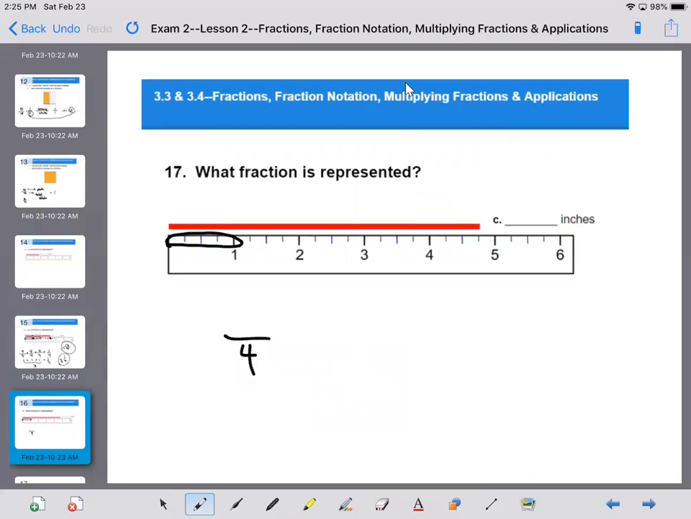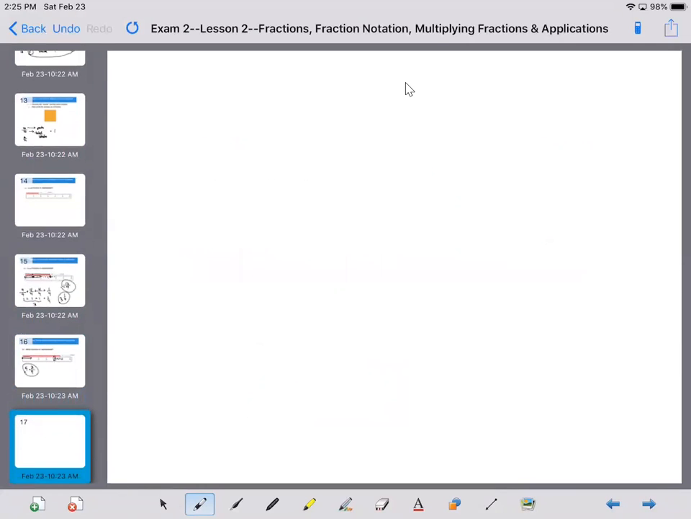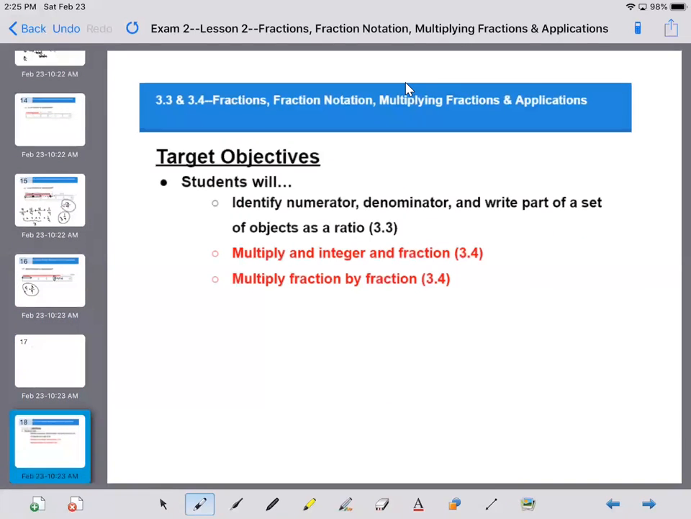And notice from 4 to 5, it doesn't quite get to 5, but we see we've covered 1, 2, 3/4. And notice that the whole number that we passed was 4, so we could say 4 and 3/4. The red line didn't quite get to 5, so we know it was beyond 4, and so 4 and 3/4.